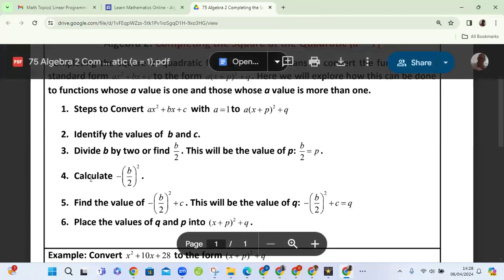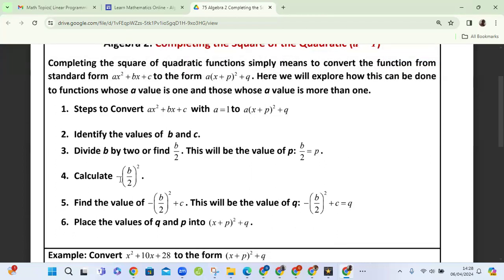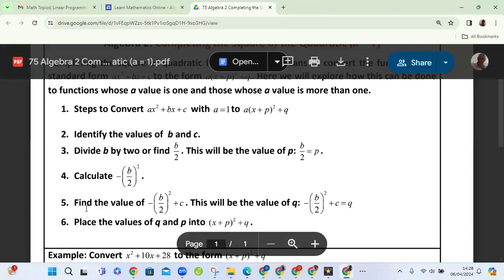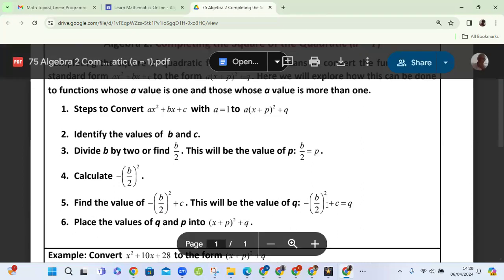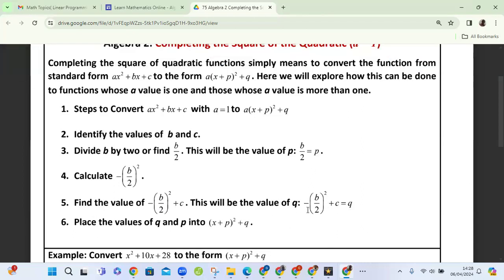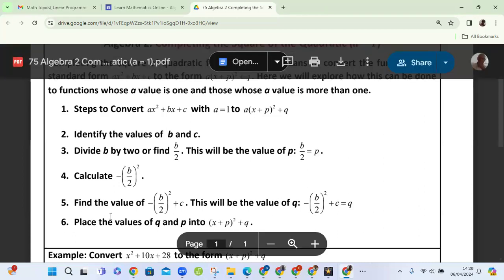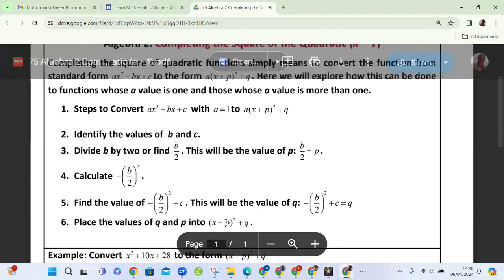And now you calculate minus b over 2 squared. Notice the minus is outside. So whatever you get b over 2 to be, you square it, but you have to keep a minus sign outside of it. Now what you need to do next is to find the value of minus b over 2 squared plus c, and that will give you q. So whatever you get for p, it will be minus p squared plus c that will give you q, and then you just write your final answer, x plus p all squared plus q.